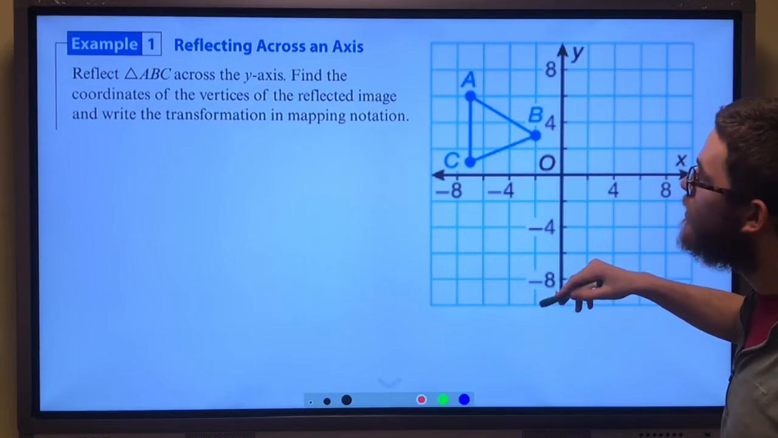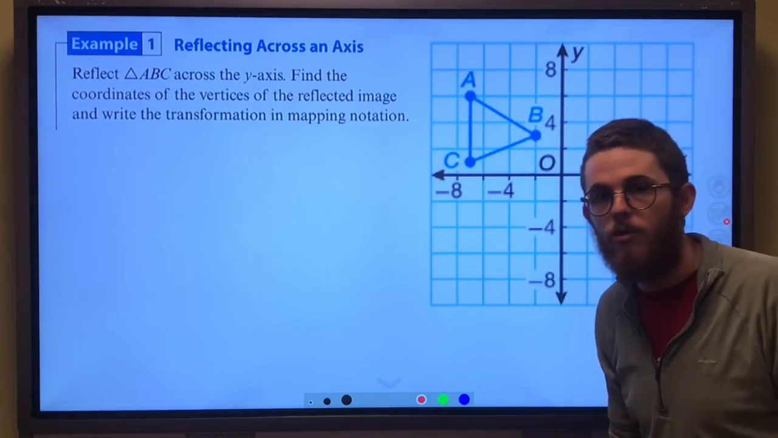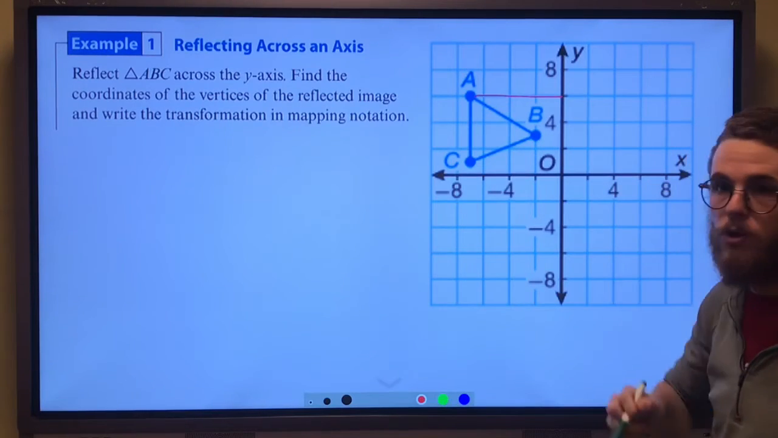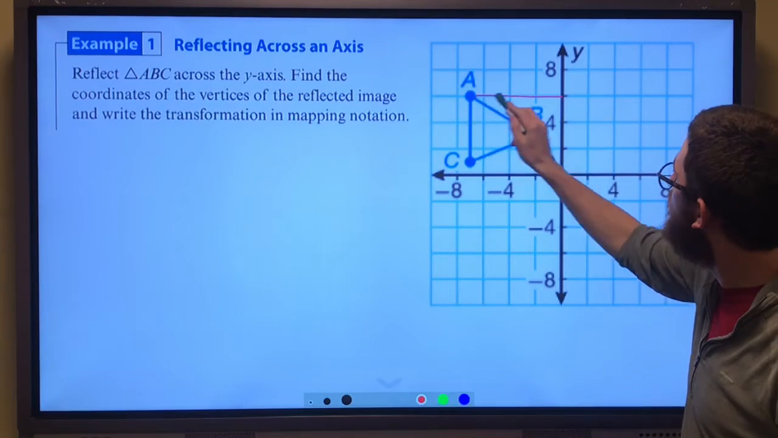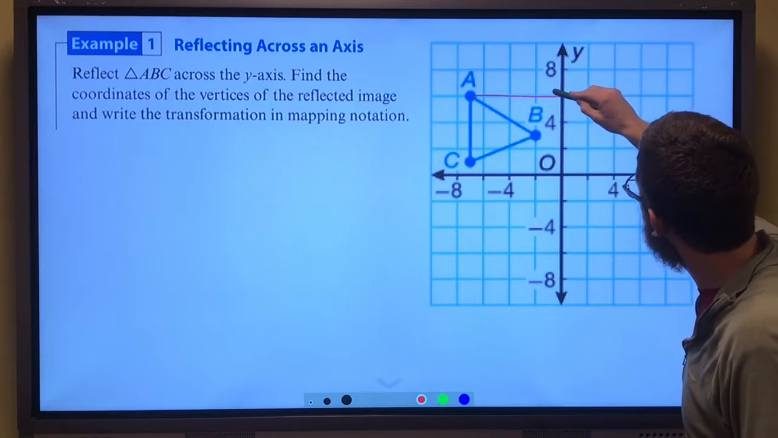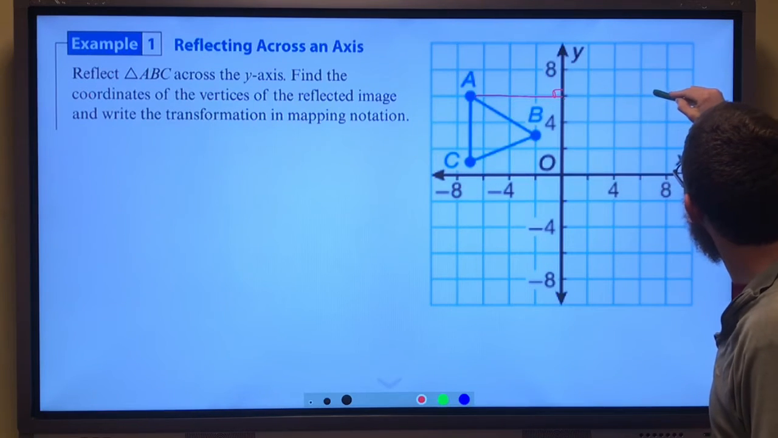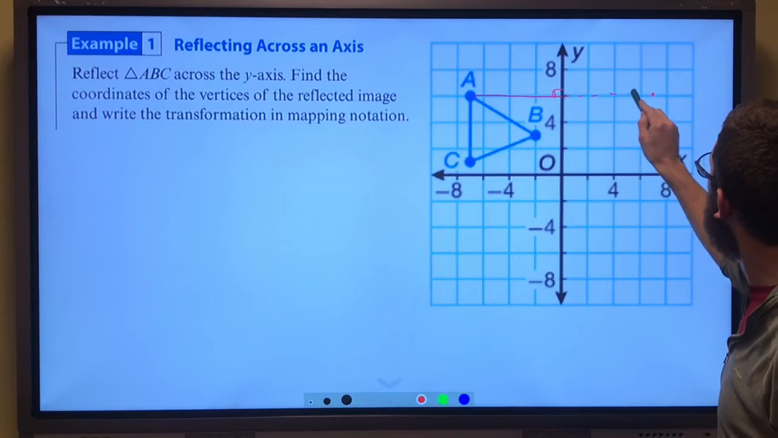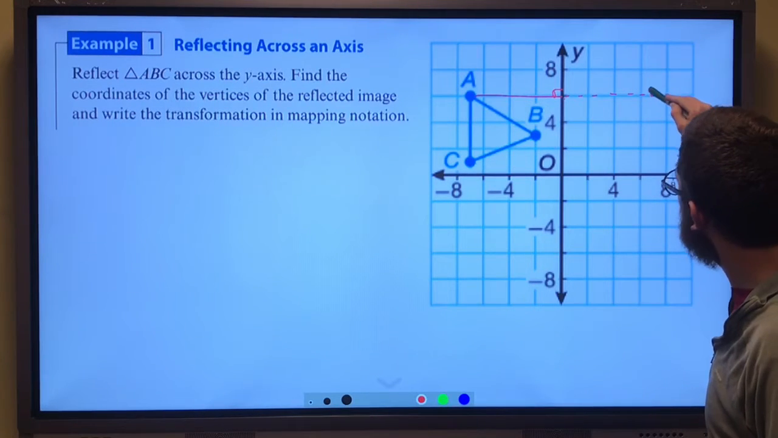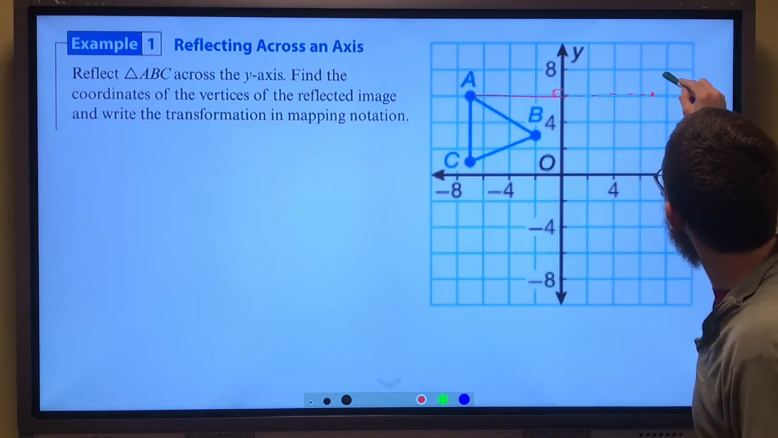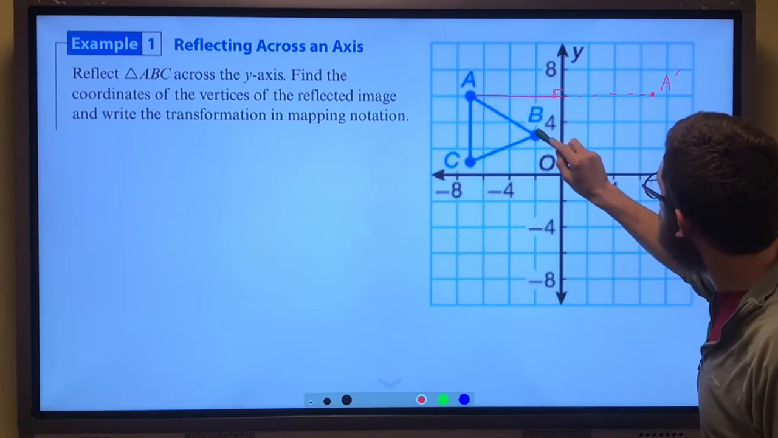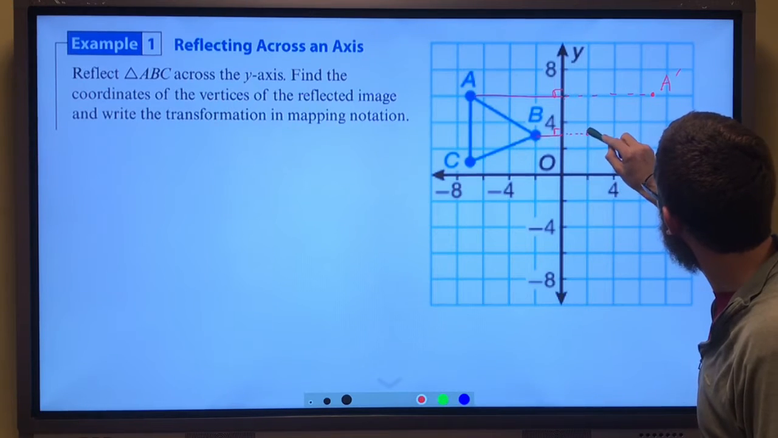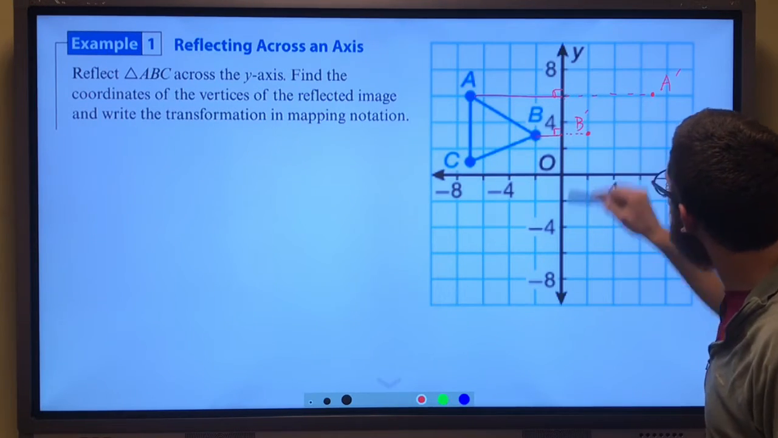There's our y-axis. If you remember, to perform a reflection, we find the distance perpendicular to our line of reflection. This is 7 units to get to our line of reflection, so we're going to go 7 units away, and that's going to be our new point, still perpendicular to our line of reflection. So that would be A prime. B was 2 units away, so we go 2 units in the other direction. That would be B prime.